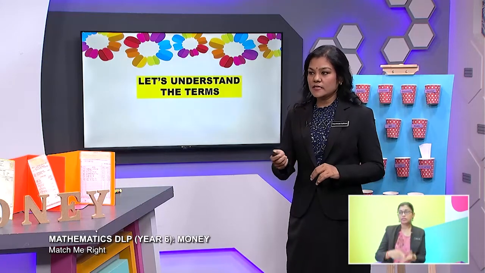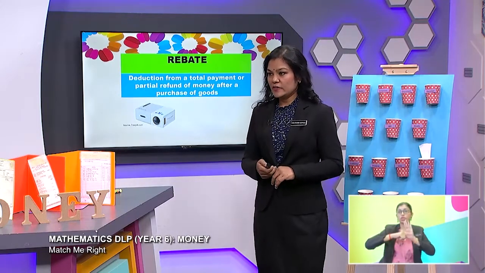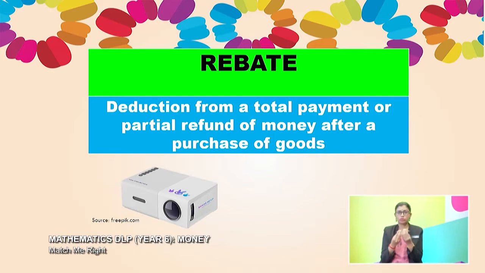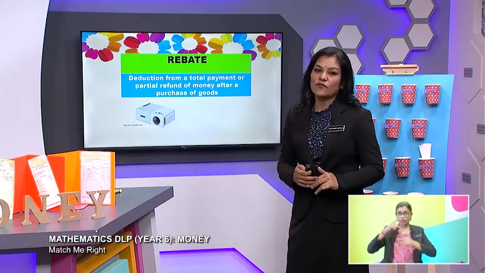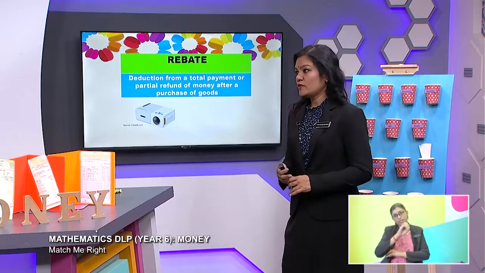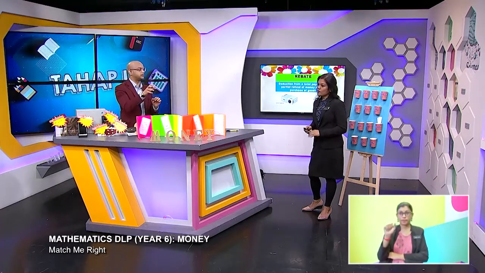And then rebate, you just deduct directly. It is a deduction from a total payment or partial refund of money after a purchase of goods. For example, you see the LCD projector on the screen, around 5,000. They give you 250 rebate straight away. So you just minus the amount directly. Meanwhile, for discount, you have to find how much is the percentage, and then only you deduct from the total amount that you have to pay. You got it, Sean? So if I'm correct, discount is always shown in a percentage form, but rebate is directly the amount that will be deducted. Both are deductions from the total amount that you're supposed to pay.